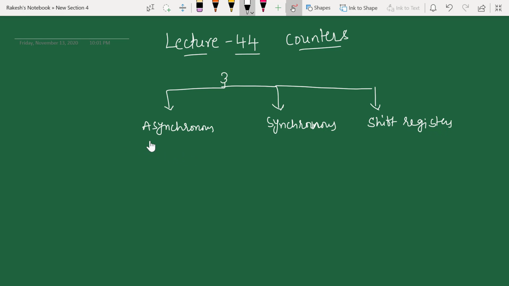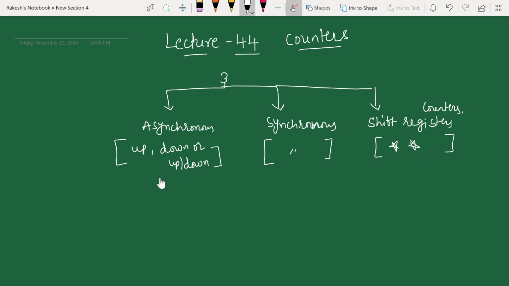In asynchronous counters, you are going to have an up counter, down counter, or up-down counter in the same circuit. Same thing with synchronous also, but shift register is different. This is a slightly different counting pattern that we will see when we discuss the shift register counters. Now we will see the basic difference between asynchronous and synchronous counters.